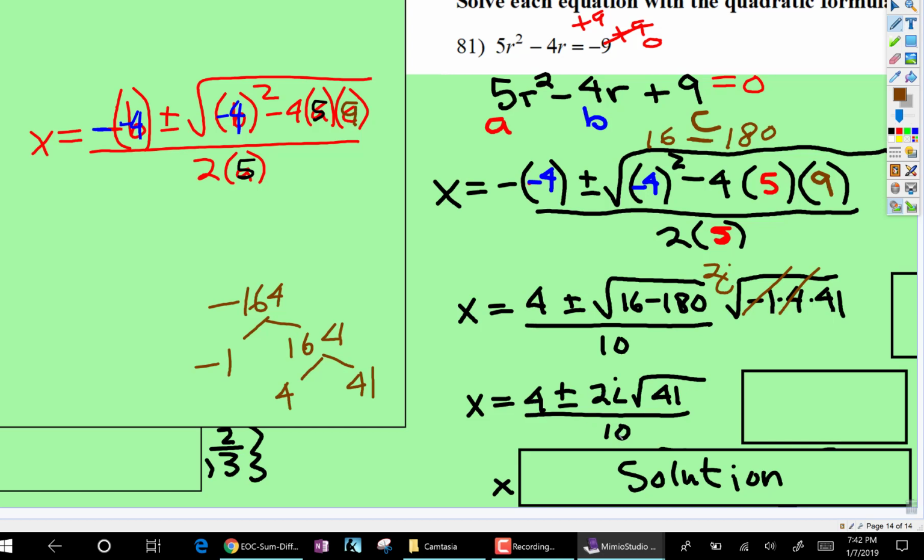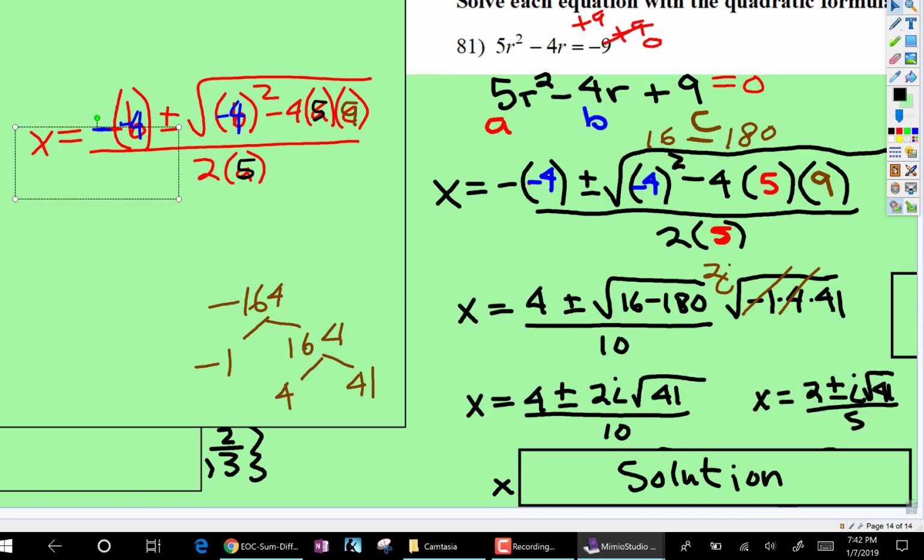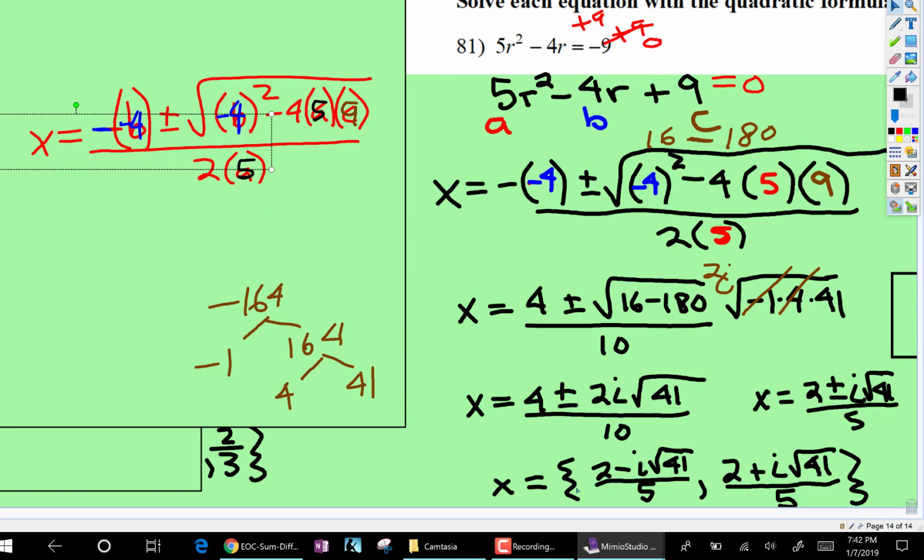And then 4, 2, and 10 all have a 2 in common. So you divide all of those things by 2. 4 divided by 2 is 2. 2i divided by 2 is just the i. 10 divided by 2 is 5. And so now we have x is equal to 2 subtract i root 41 divided by 5 and 2 plus i root 41 all divided by 5. All right, that's it.